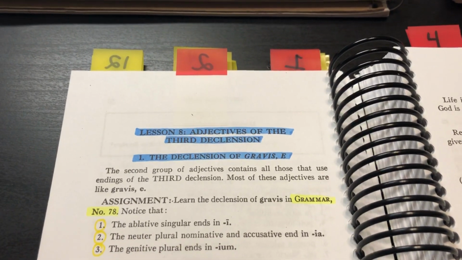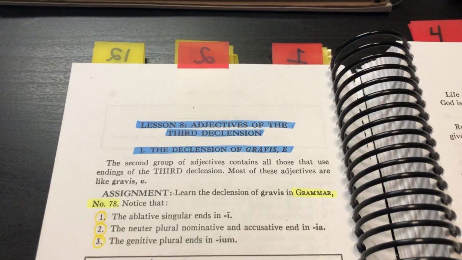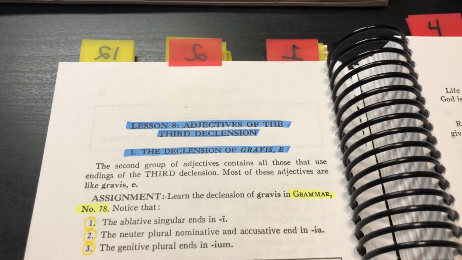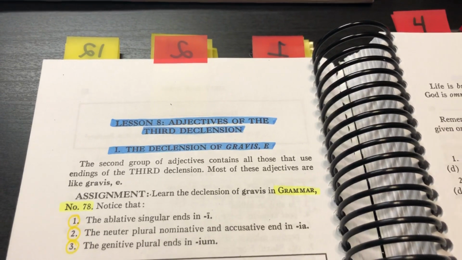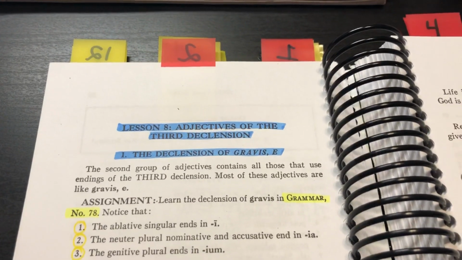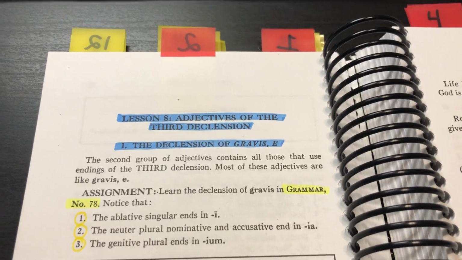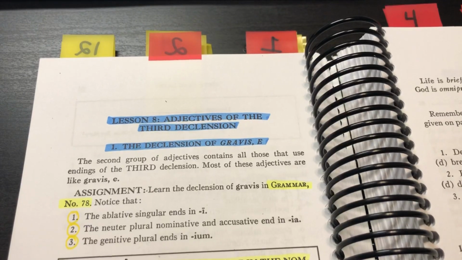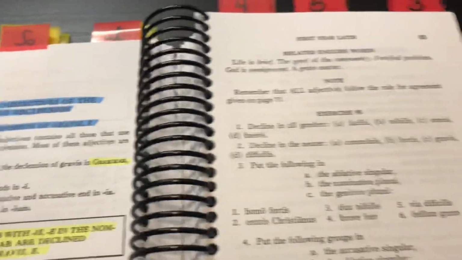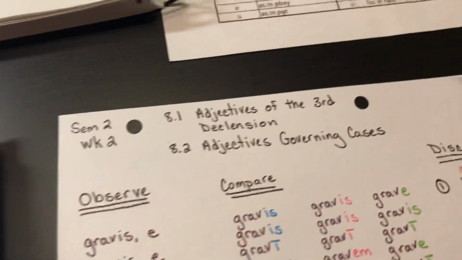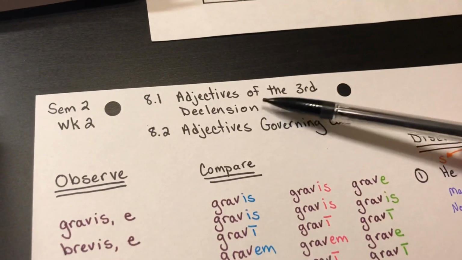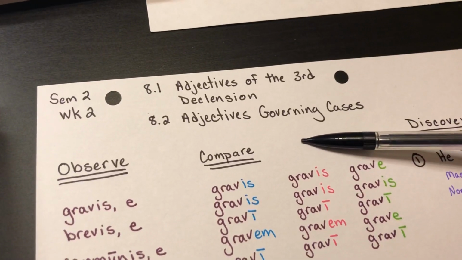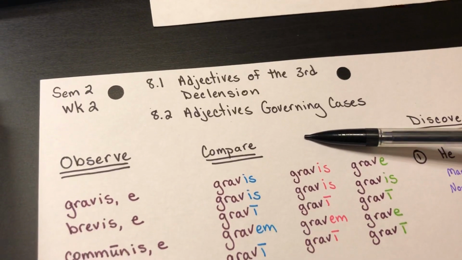Hey everybody, I am finally here with my plans for week 2, the second semester. We are going to be getting into the third declension adjectives starting on page 82 of the purple book. What we're going to cover today is lesson 8.1, adjectives of the third declension, and lesson 8.2, adjectives governing cases.